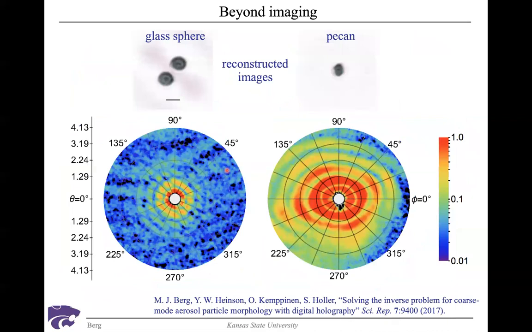Here's an example of what that looks like. Here are two glass spherical particles coming out of the nozzle in aerosol form. This image is obtained from the red hologram that was measured. And then down here, I'm showing you the two-dimensional light scattering intensity pattern of these very same particles in this particular orientation. Over here, we've got a pecan pollen grain, and again, another one of its light scattering pattern for the particle in that orientation.